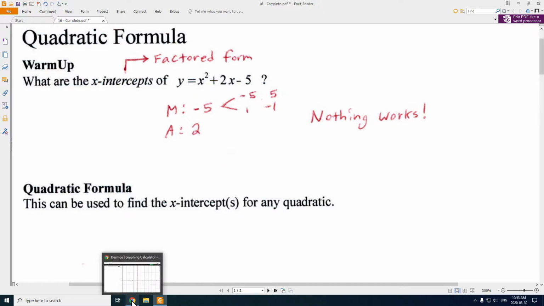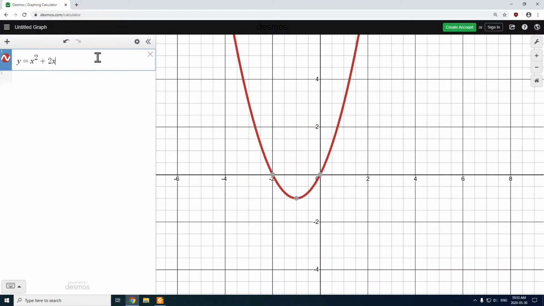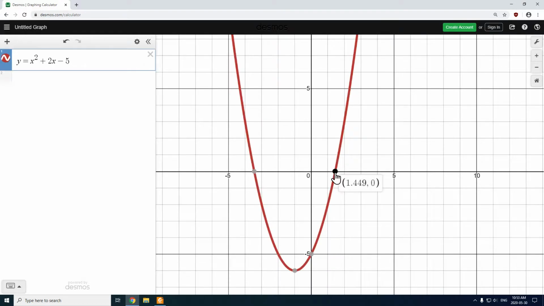Let's plug this into Desmos. x squared plus 2x minus 5. Hold on, no, there are x-intercepts. So even though I couldn't factor it, there are still x-intercepts, but they are some sort of decimal number. Do these numbers multiply to -5? Yep. Do they add to 2? Or the inverse of those numbers? Yeah, but I could never guess these numbers.